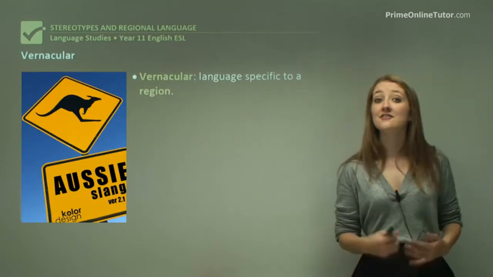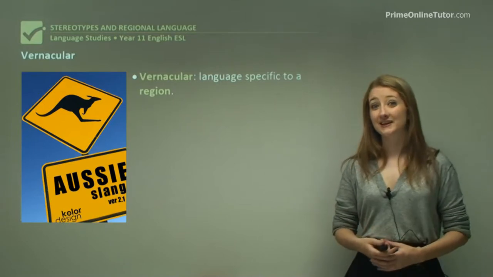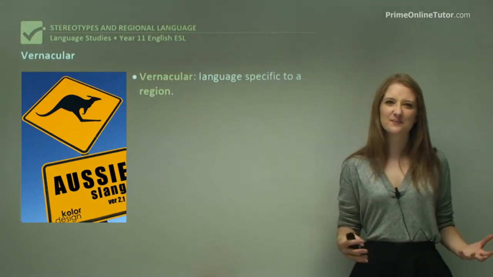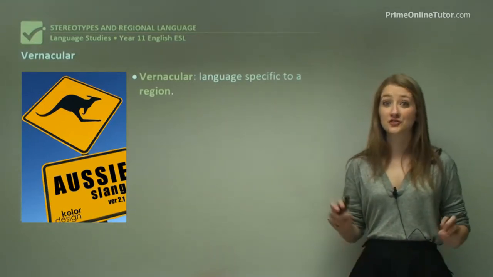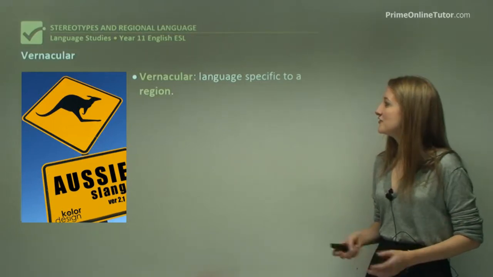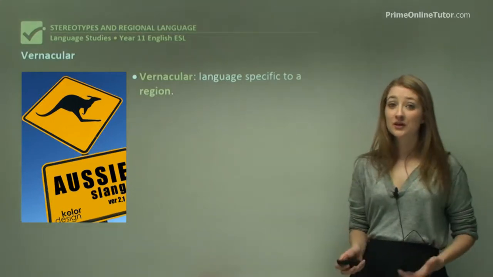So vernacular is a key example in Australian language, and it's really something that makes up a key element of the Australian voice. So vernacular is language specific to a region.